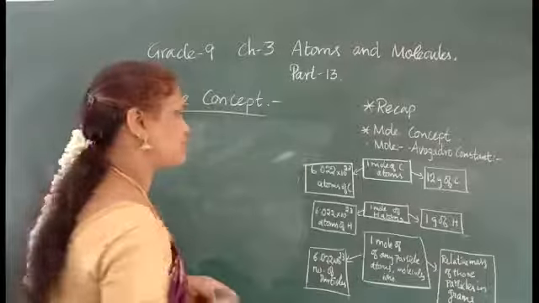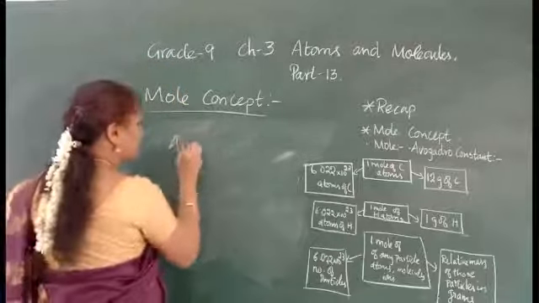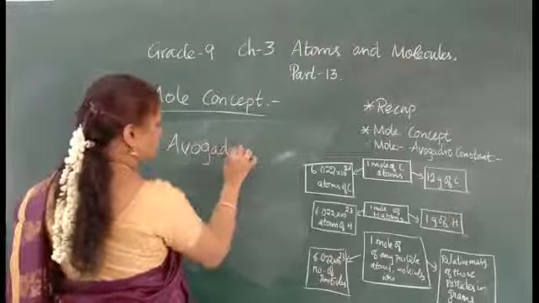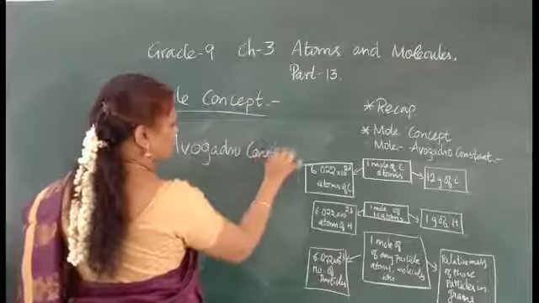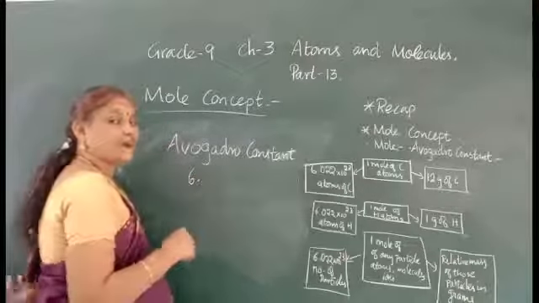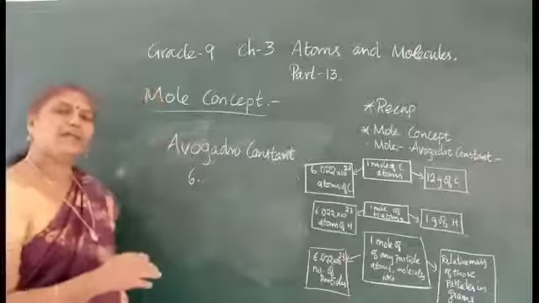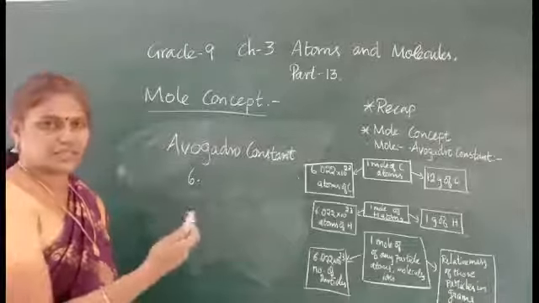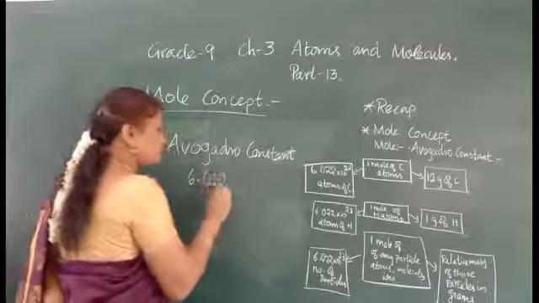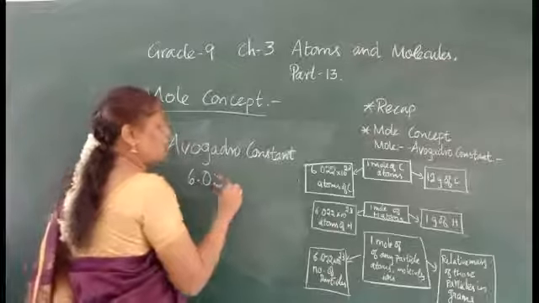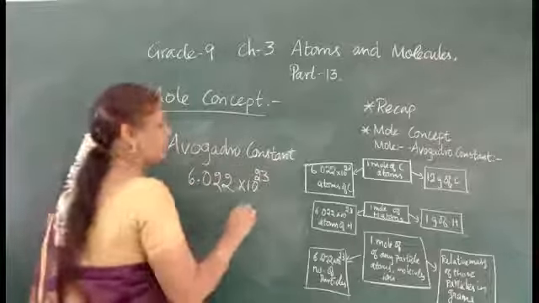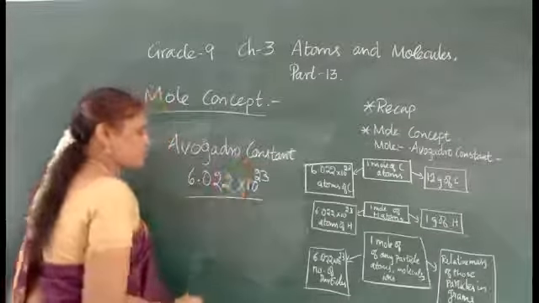What is the number given for that? This is called Avogadro's constant. They have found the value by determining many substances by experiment. It is a fixed value, 6.022 into 10 to the power 23. This is called Avogadro's constant.